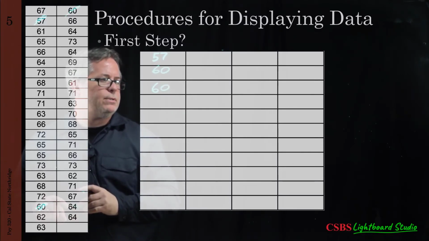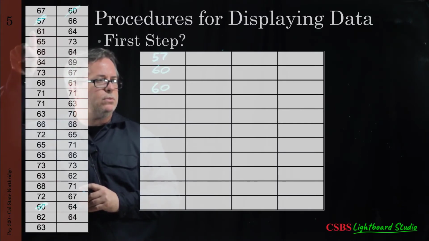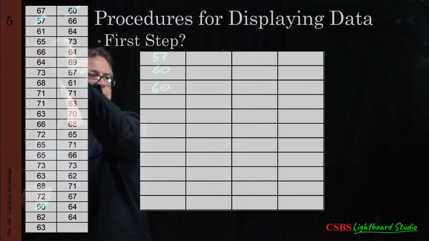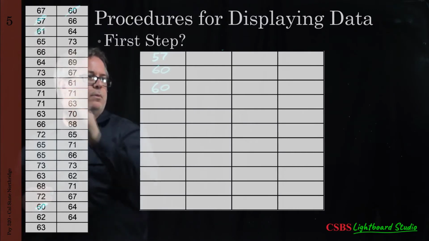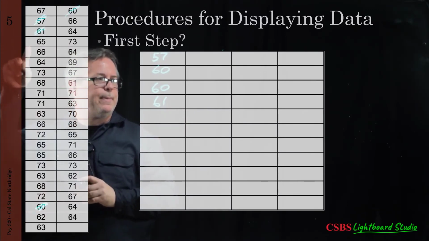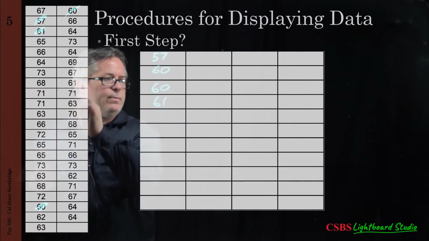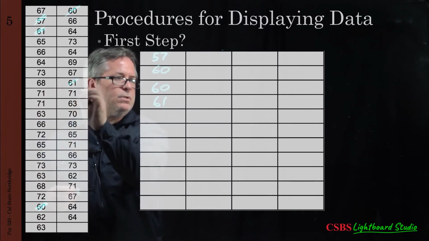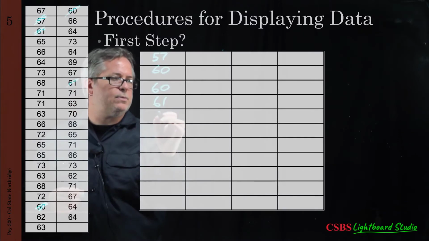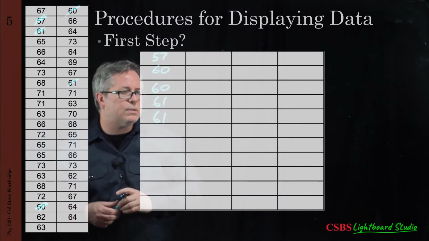Any other 60s? I don't see any other 60s. 61. Okay, there's one 61 here. All right. So let's do a 61. Is there another 61? 61, 61. One there, right by my ear. 61. All right, so there's a couple 61s there. I don't see any other 61s.